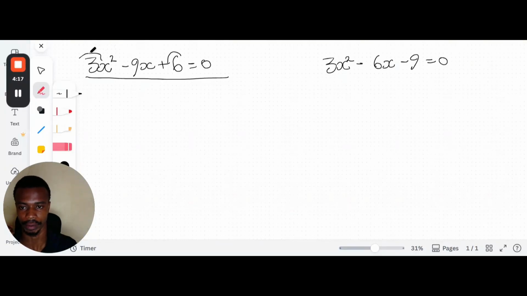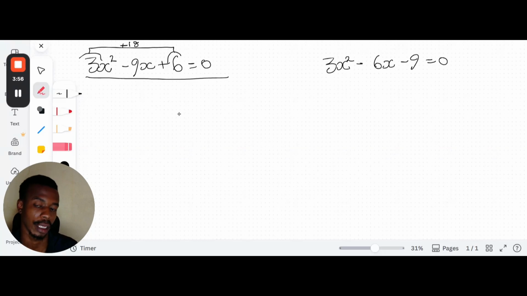What do you have here? You have 3 and 6. So 3 times 6 is 18. And we have plus 18. And here we have minus 9. So you're going to find the factors of plus 18 that add up to give you minus 9.